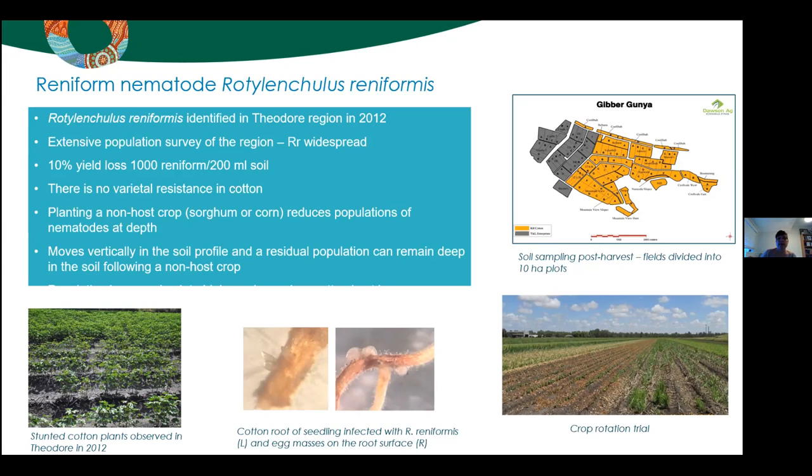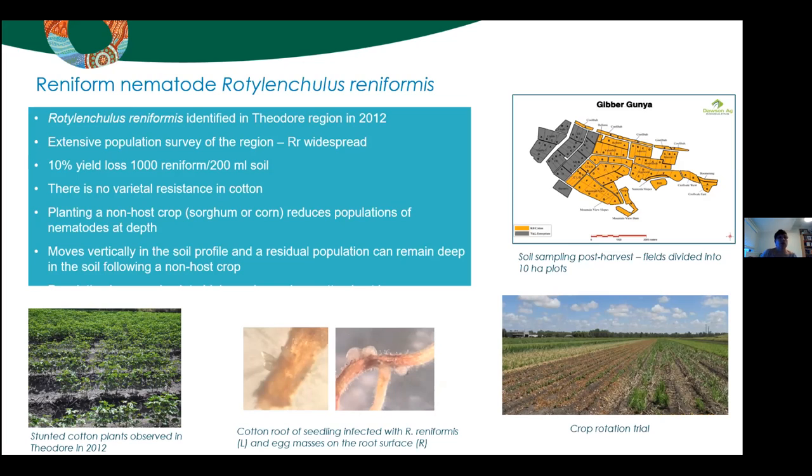But as a result of the finding, we did extensive surveys through this region. And what we actually did, if you look at this map here, this is just one area of Theodore. We actually divided all the fields up into 10 hectare plots. And we systematically surveyed, collecting soil, extracted the nematodes, and they were identified and counted. And we thought, maybe it wouldn't be widespread, but it actually was. And in some very high populations as well.